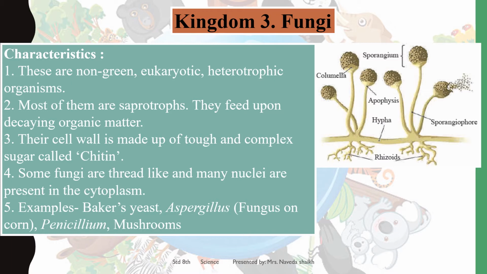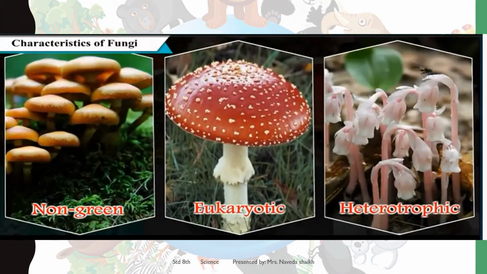An example is baker's yeast, which we use for baking. That is a good type of fungus that we make use of. Aspergillus, which is also known as fungus on corn, Penicillium and mushrooms. Penicillin is used as a medicine, and some mushrooms are edible and some are very dangerous for our health. These are a few characteristics that we learned about fungus: they are non-green, they are eukaryotic, and they are heterotrophic.